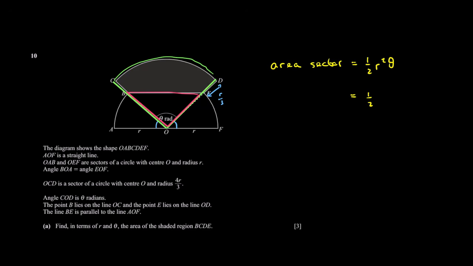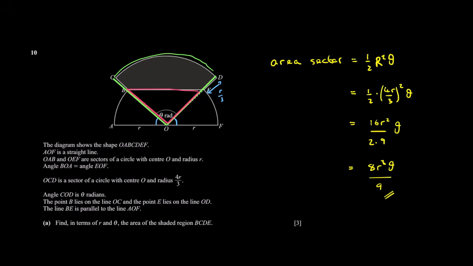Because that's going to be confusing, we'll use big R just to differentiate it. What's the radius of the sector? The radius of the sector is 4r upon 3, right? So we've got a half of (4r upon 3) squared times theta. Let's expand this. We're going to get 16r squared upon 2 times 9 theta, which is going to be 8r squared theta upon 9. That's the area of the sector.